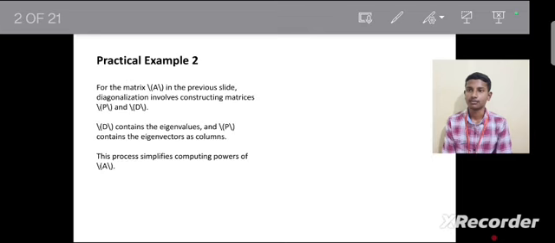Practical example 2. For the matrix A in the previous slide, diagonalization involves constructing matrix P and matrix D. D contains the eigenvalues and P contains the eigenvectors as columns. This process simplifies computing powers of A.